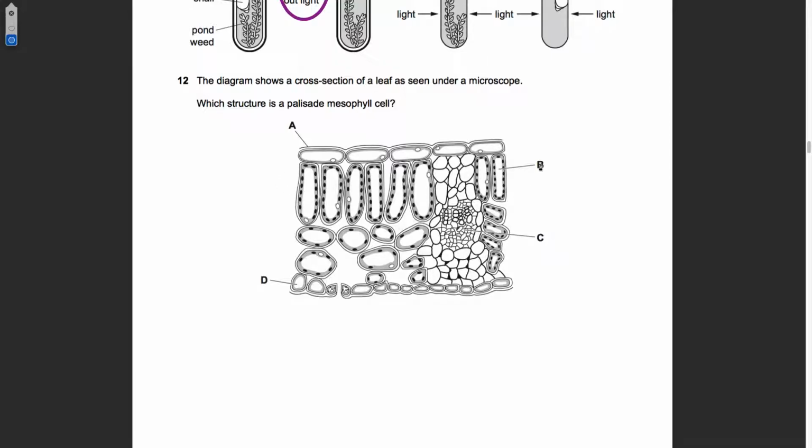It's recognizable because it's got these closely packed cells which are jam-packed full of chloroplasts, as symbolized by these little dark cylindrical shapes. C is actually pointing to the vein, otherwise known as the vascular bundle, where you would find the xylem and the phloem. And D, this is the lower epidermis down here. So this is the bottom layer of cells on the underside of the leaf. So B is our correct answer.